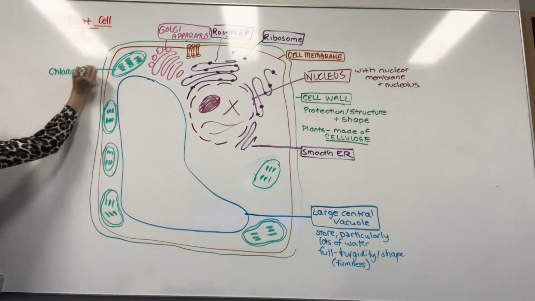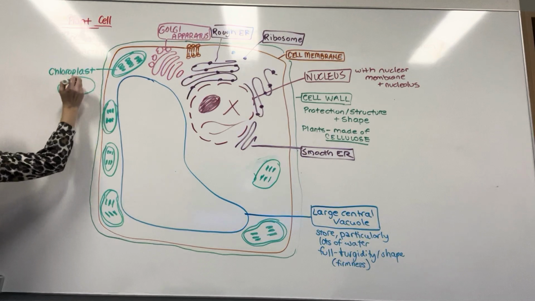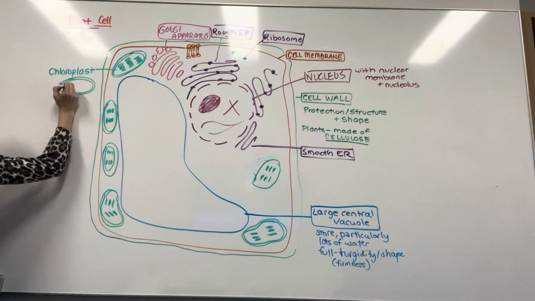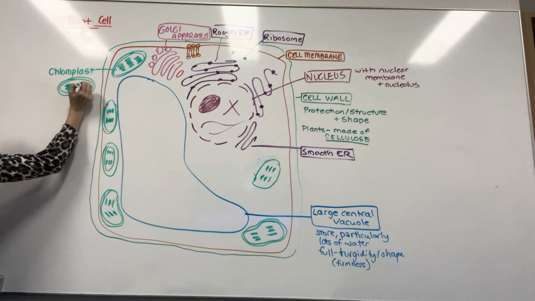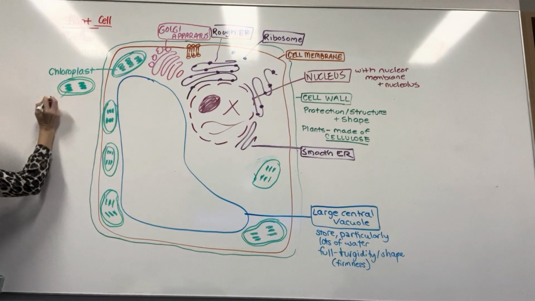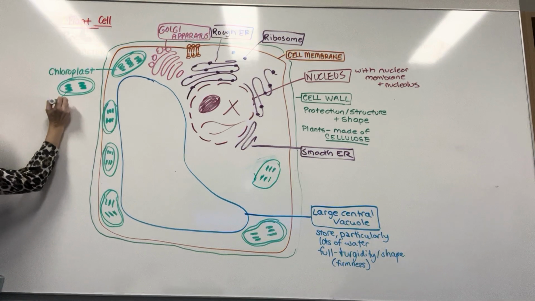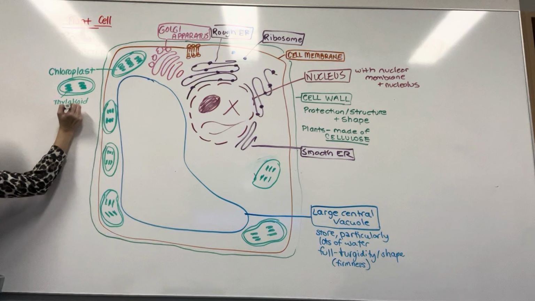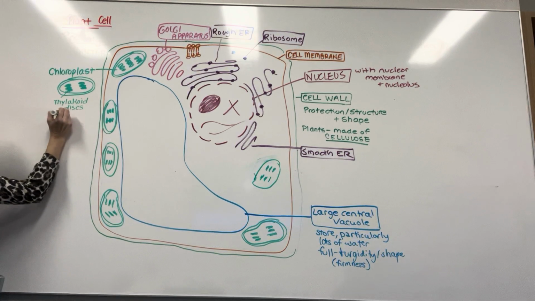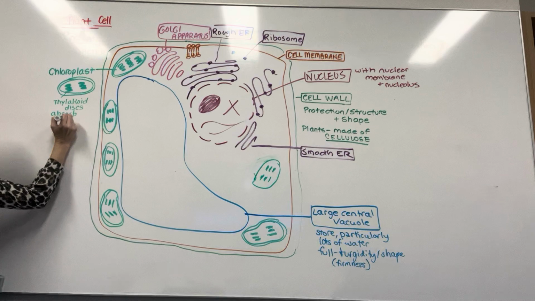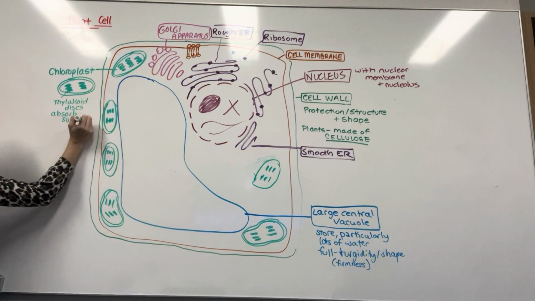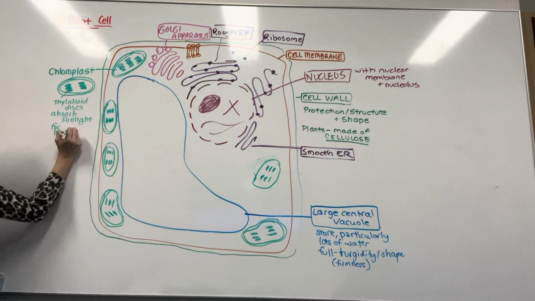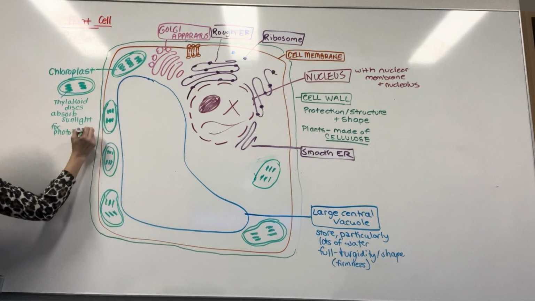I tried to draw it this way all throughout, but it actually has an inner and an outer membrane, and then it has membrane stacks inside. So these little stacks are called thylakoid discs. And they are going to absorb sunlight for photosynthesis. And the purpose of photosynthesis is going to be to make the glucose.